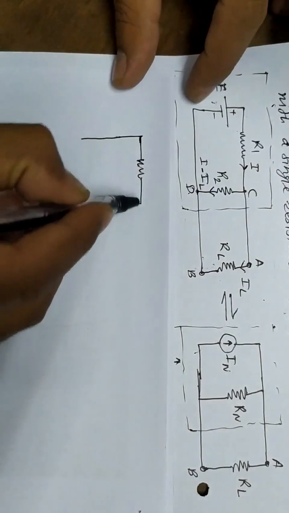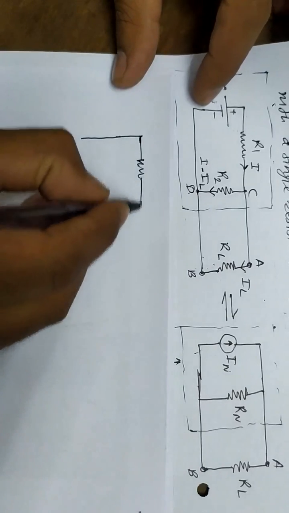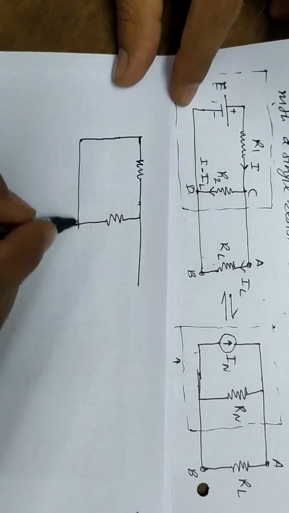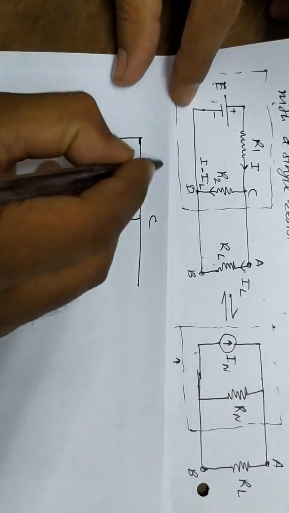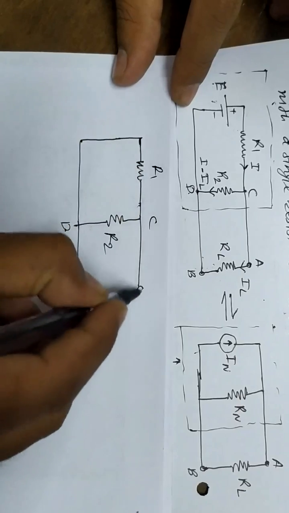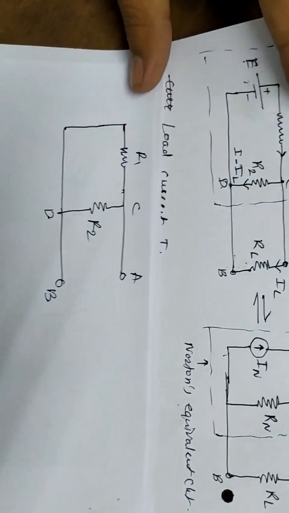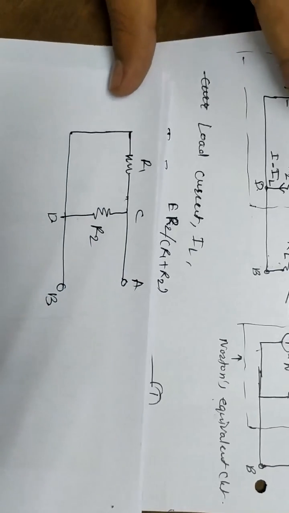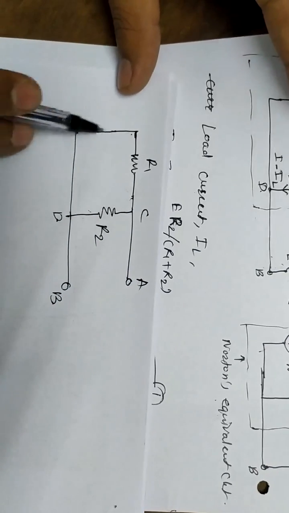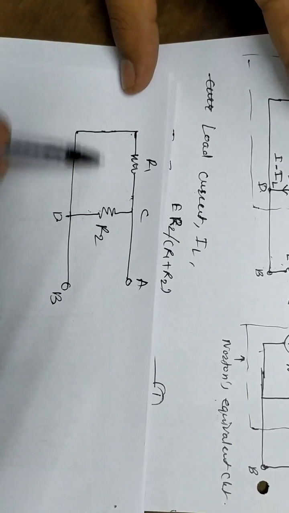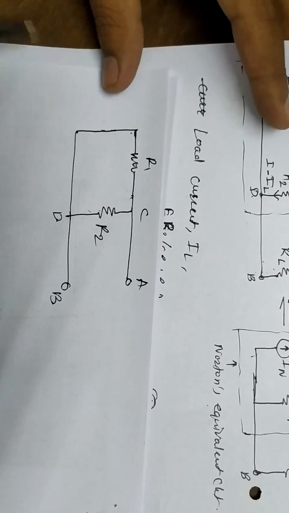Therefore, this resistance is R1. This is resistance R2. This is point C. This is point D. This is R1. This is R2. This is points A and B. Now here R1 and R2 are parallel to each other. Whether R1 is connected here or here, they will be parallel to each other.